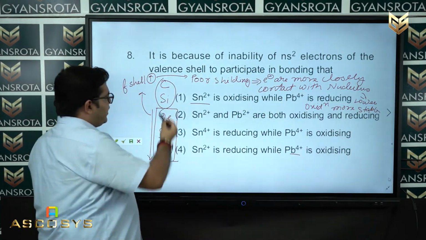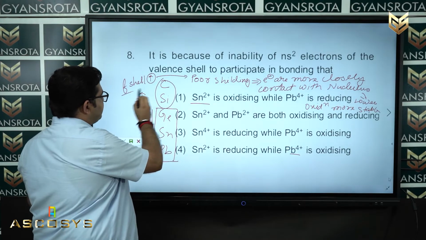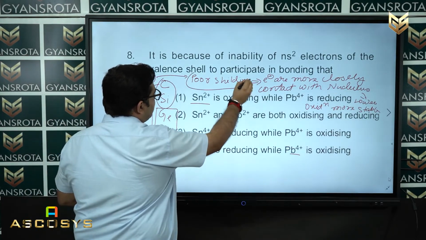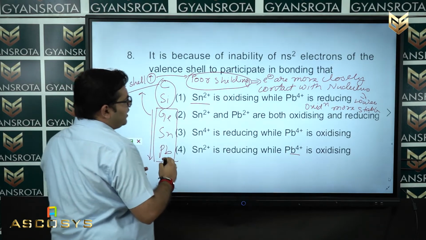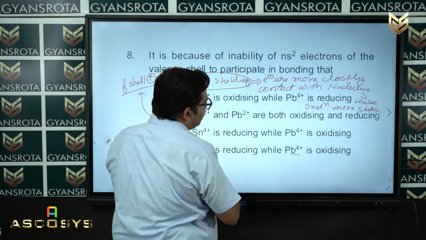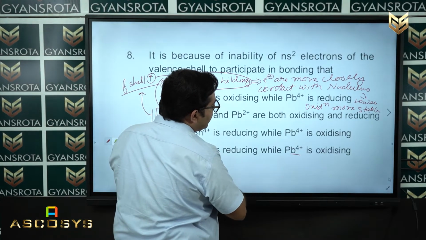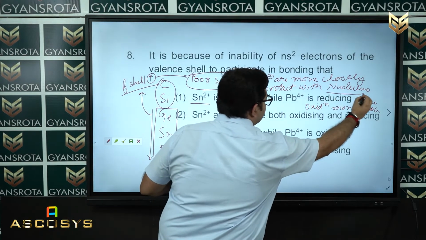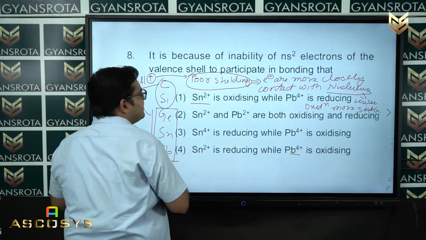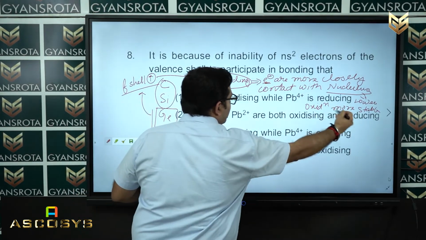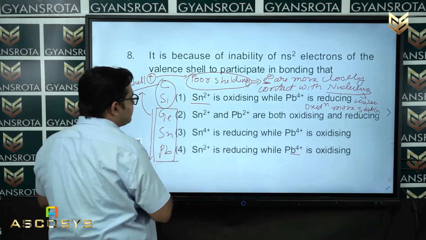So, what will happen when you are moving down the group? Your f subshell increases, and f subshells, we all know, show poor shielding effect. So what will happen? The electrons present in the valence orbital will be more strongly connected with the nucleus. So it is very difficult to pull these electrons. As a result, the lower oxidation state becomes more stable.